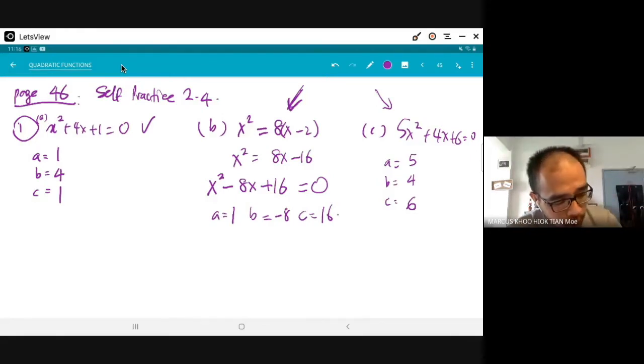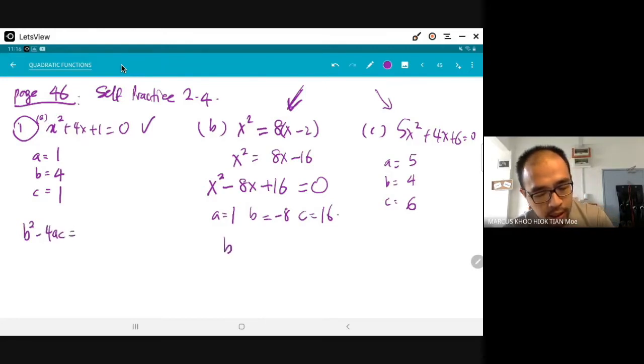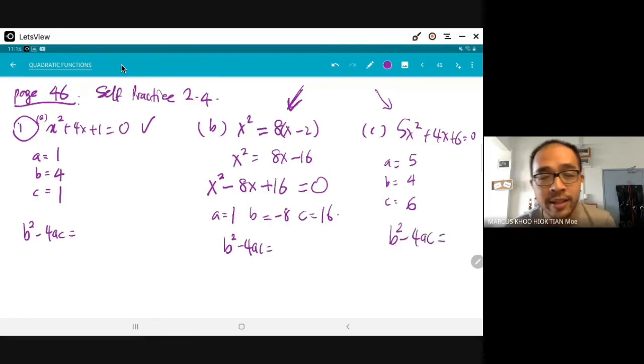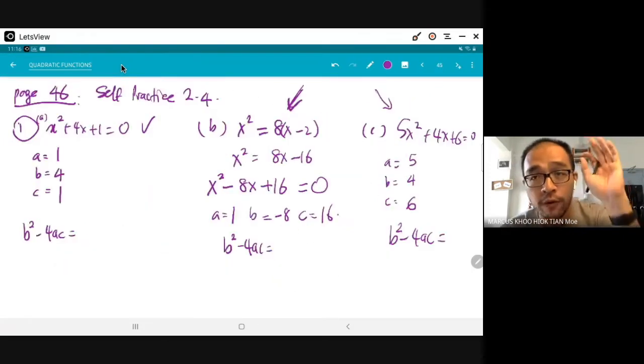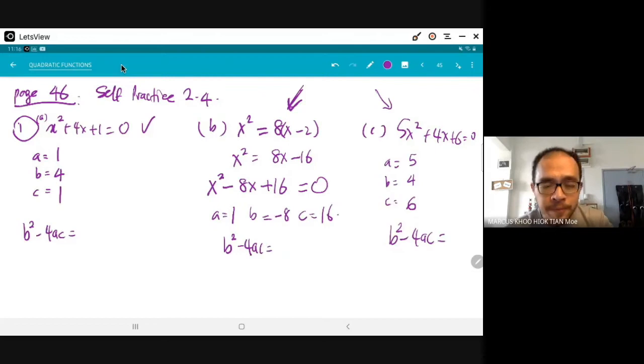Okay, so I want everybody, you go and count for me the B squared minus 4AC. For each of these situations, I will call on 3 people to answer this. Since there's only 18 people in this class, your name will be called again and again, okay? So calculate the value of B squared minus 4AC, and then tell me what is the interpretation. Is it 2 real, is it 2 equal, or is it no real roots? Okay, I give you 5 minutes to do these 3 questions.